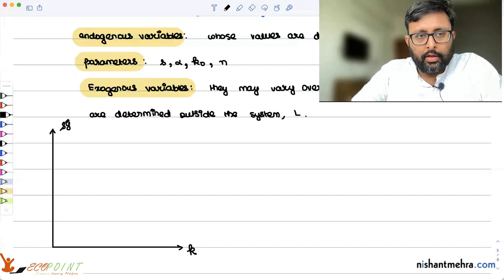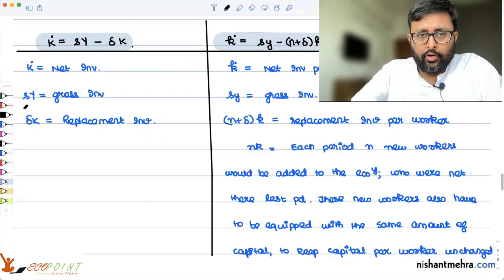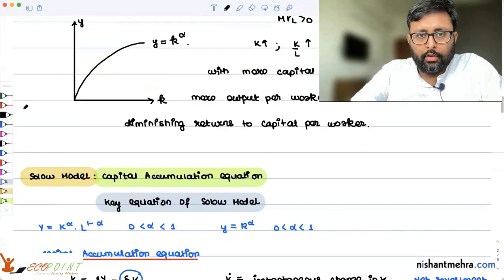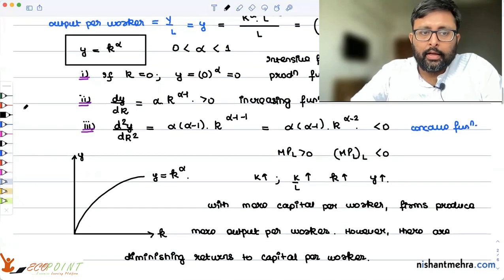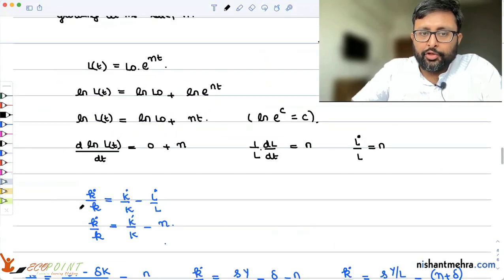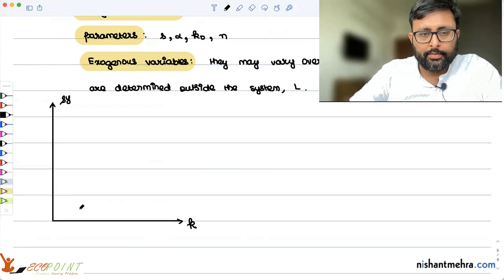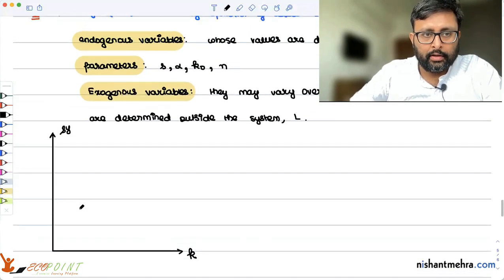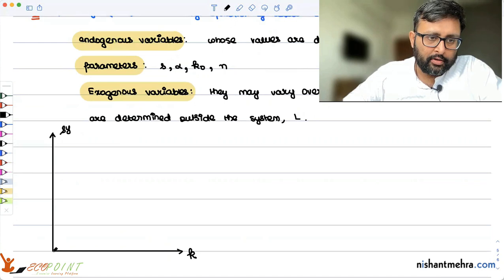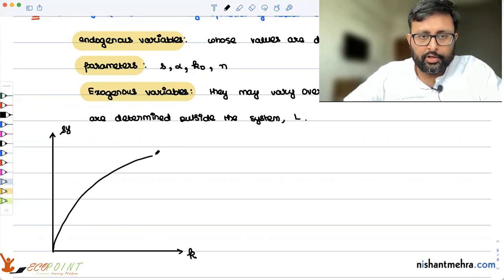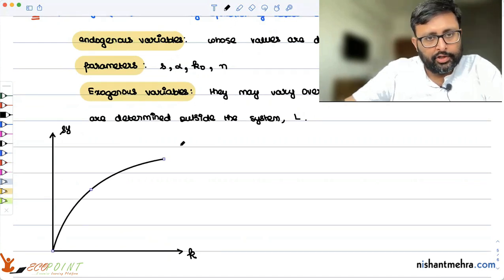Fair enough. And in the initial recordings of the Solow model, if you have been following properly, we derived the production function like this: small y equals small k to the power alpha. And we have shown that this production function was concave, right? Let me just draw that production function again.